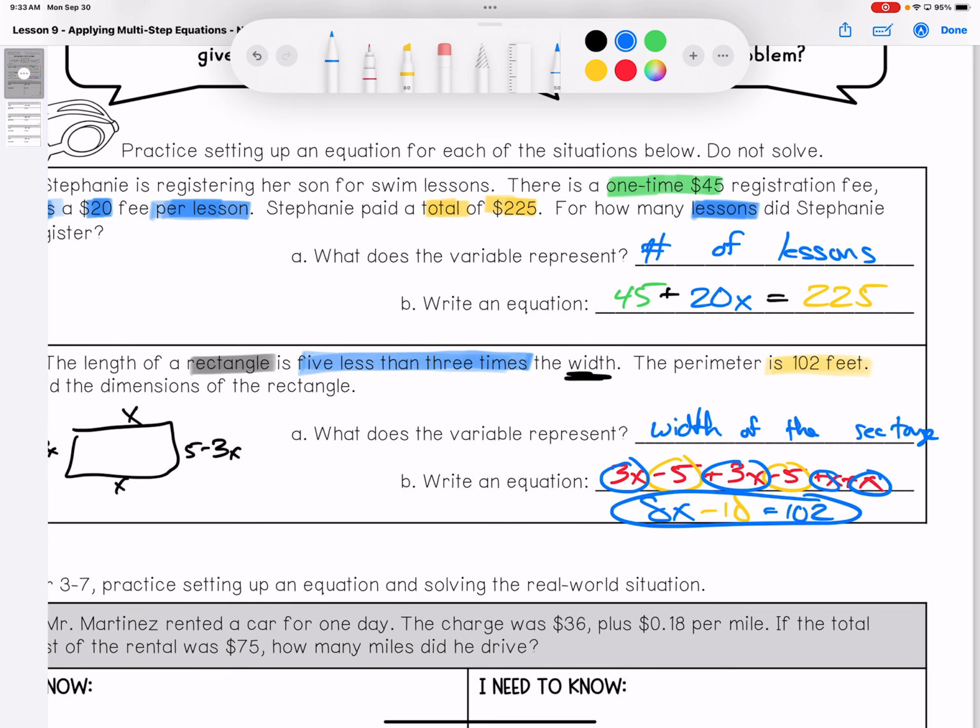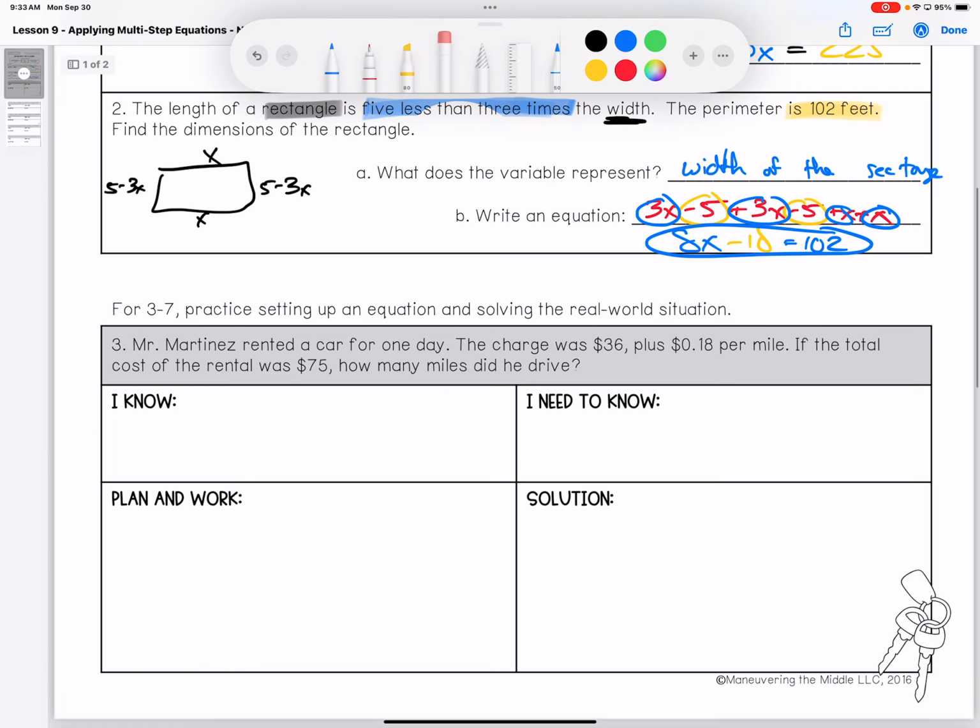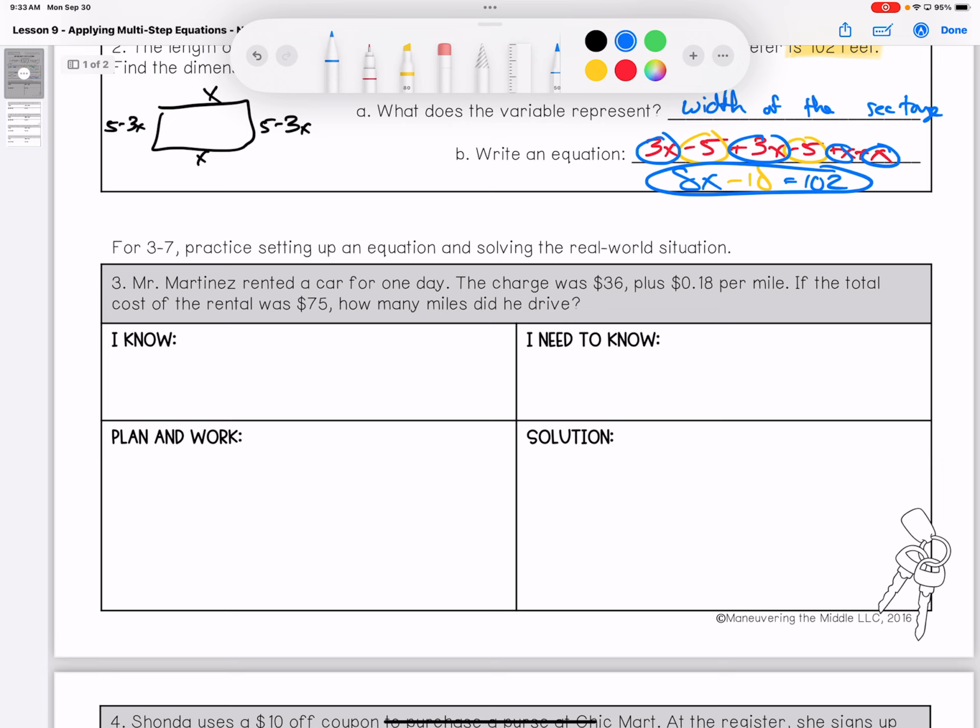Eight x minus 10 equals 102. I just wrote it like this because that's what they said, but it's 3 times less than 5, not 5 less than 3x. I apologize for my mishaps there. All right, number 3 through 7, here we go.